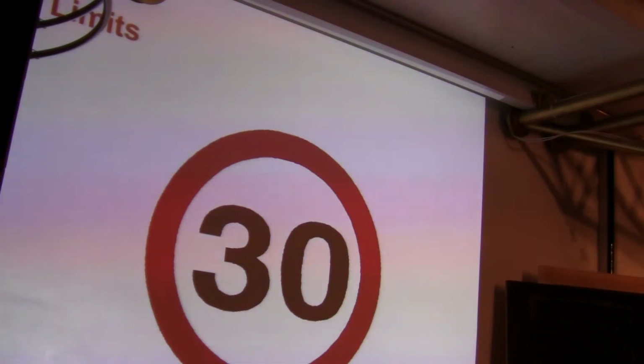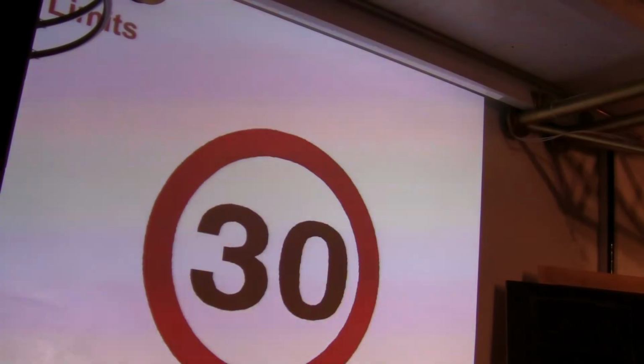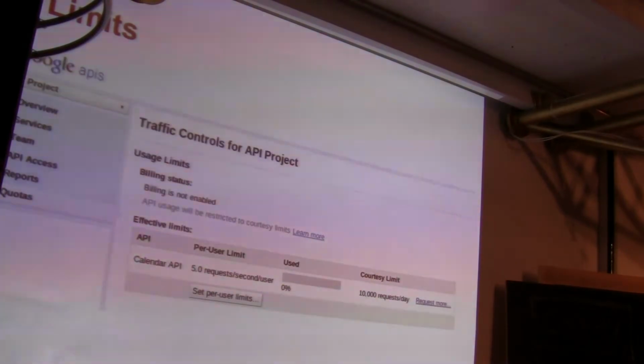And there is also a second limit, but this one you can set yourself to control traffic. It's requests per user per second. In this screenshot you can see Google API console, and those are the limits for Google Calendar API. 10,000 requests per day, and the per user limit is 5 requests per second. This is the default value, but you can choose whatever you want. And this is a link to request more resources.